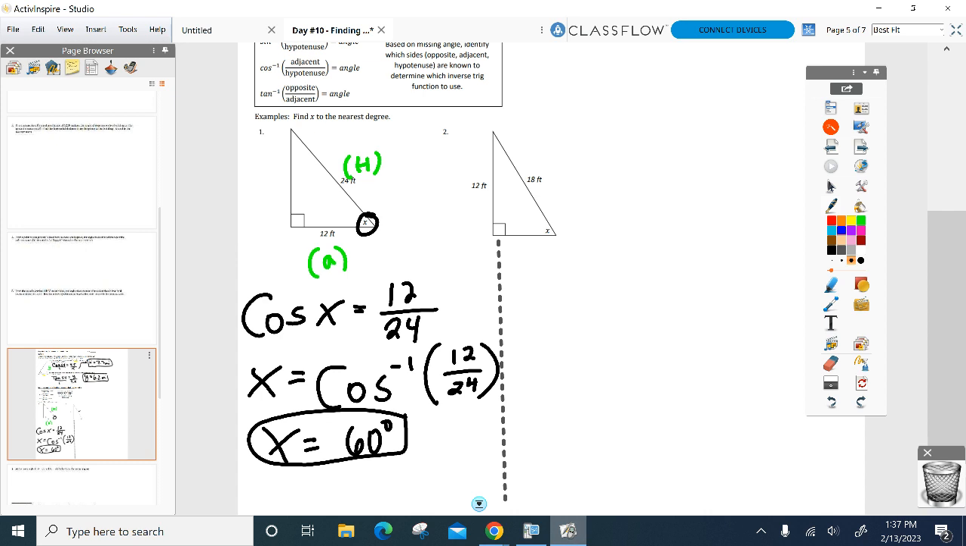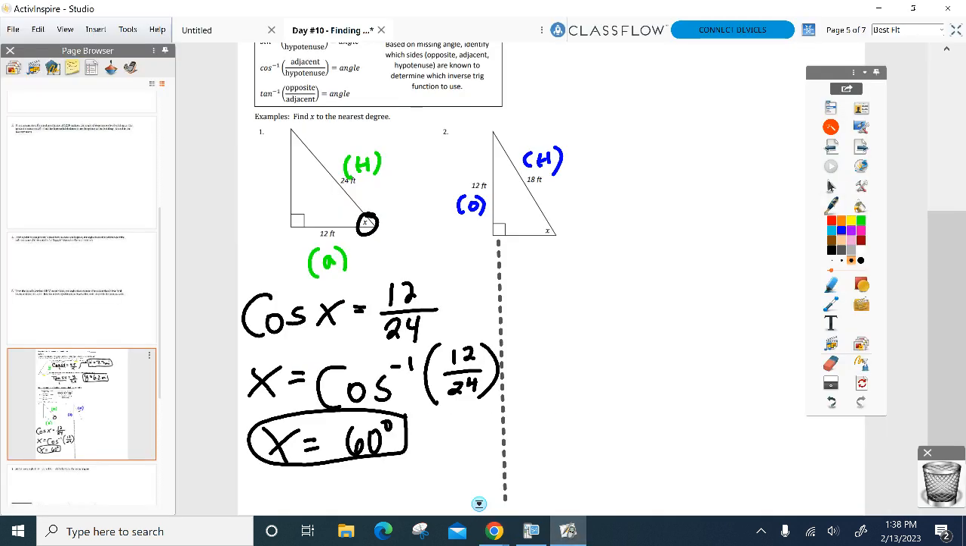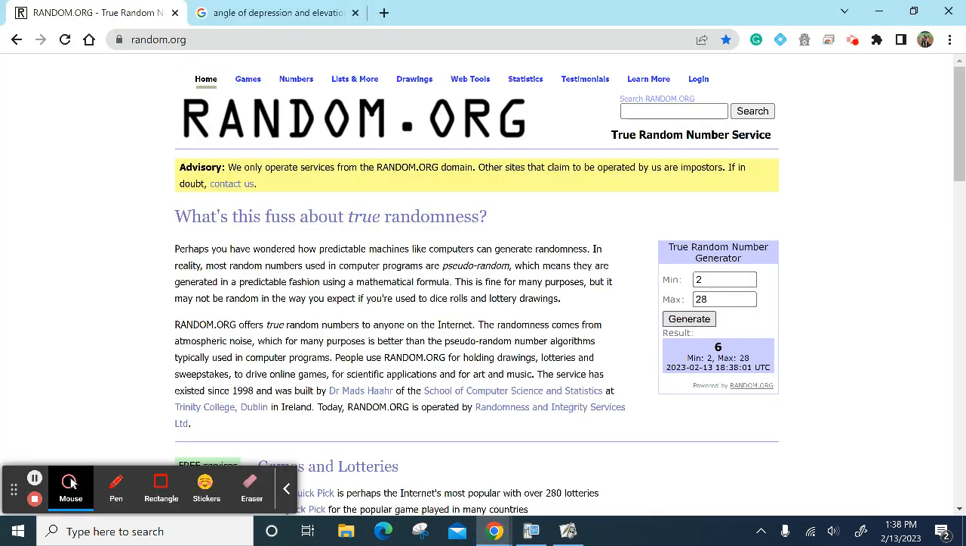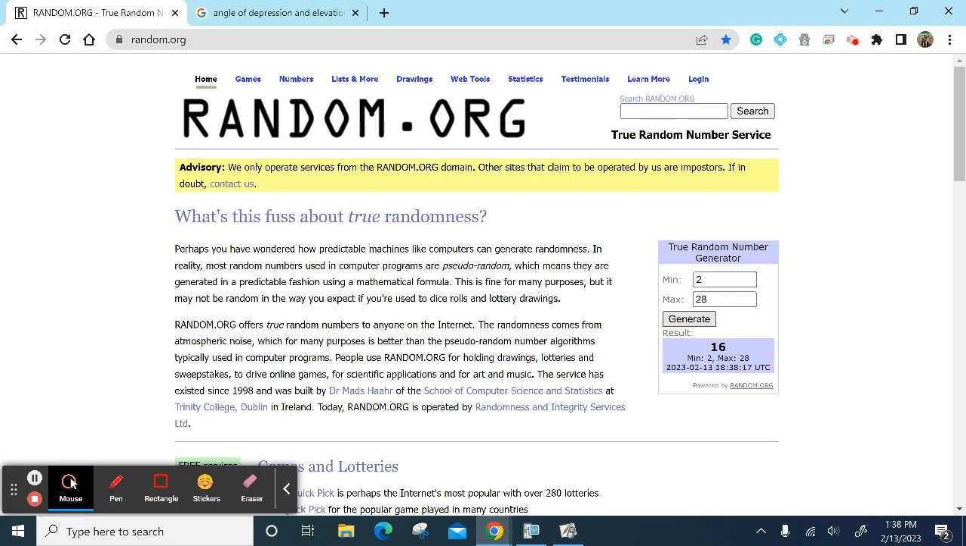What's the 12? Opposite. And 18? Hypotenuse. Yep. So the ratio that I need here would be sine. Again, x equals, what order is this one going to be in?